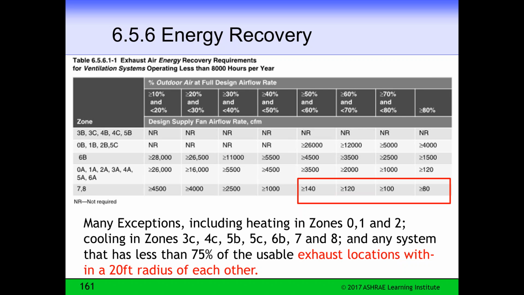You can say there's none required up in the colder zones, and then in 6B it's quite a high number.